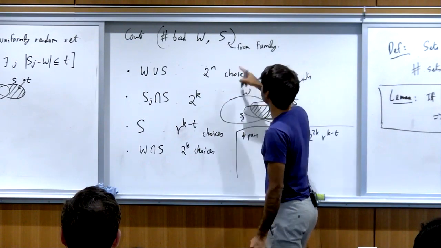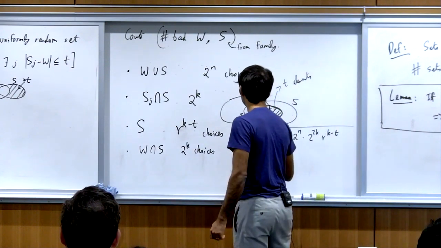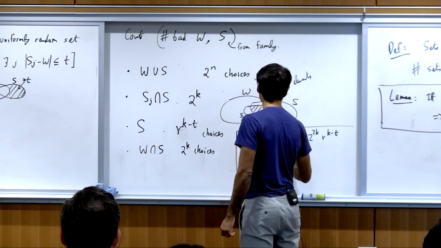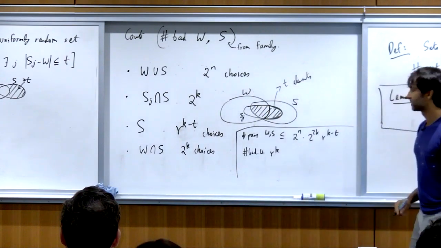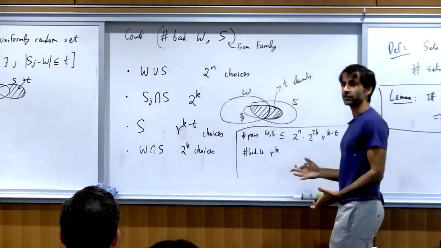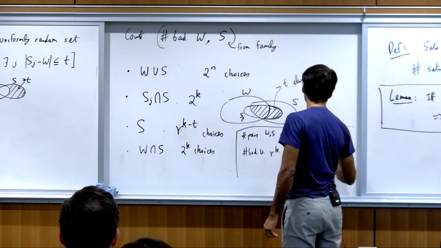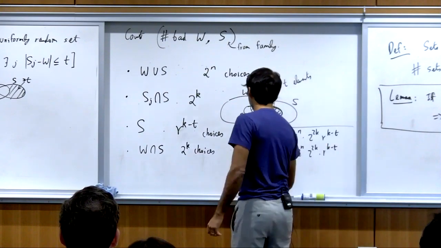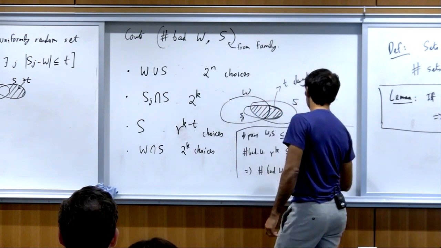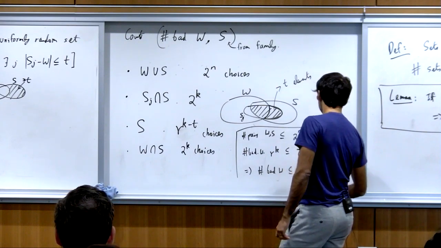And this means, because the number of options for S, so this is the number of bad W times r to the k, right? Because the number of choices for S from the family is r to the k. So that's at most 2 to the n, 2 to the 2k, r to the k minus t, which means that the number of bad W is at most 2 to the n times 2 to the 2k divided by r to the t.